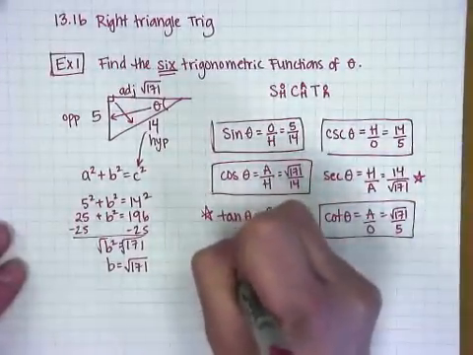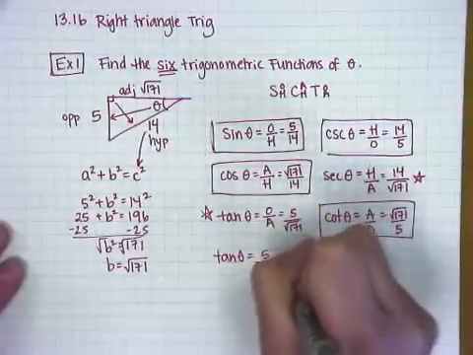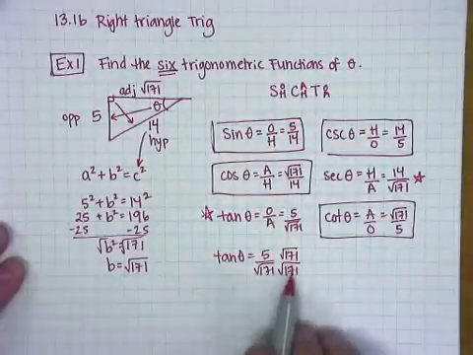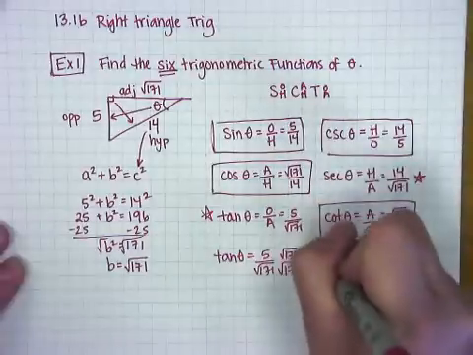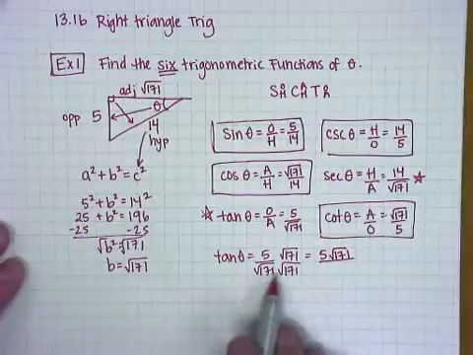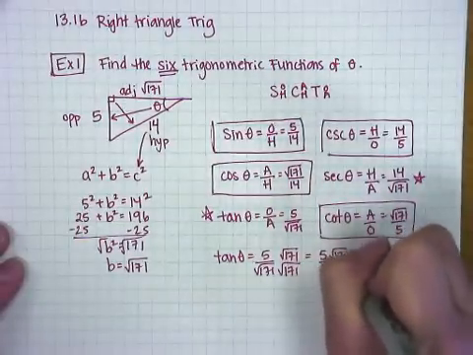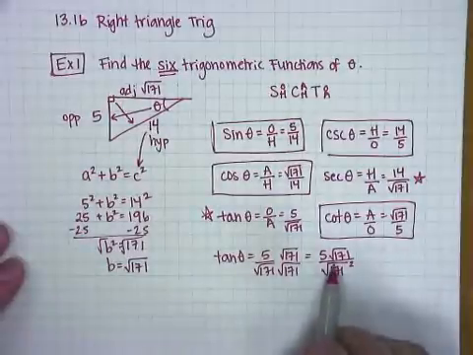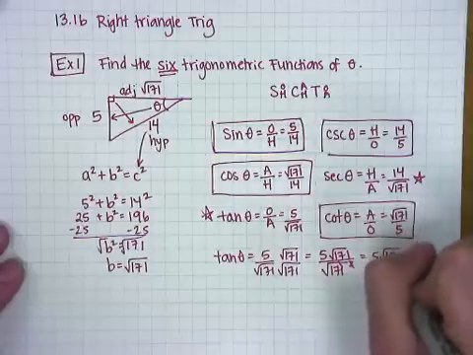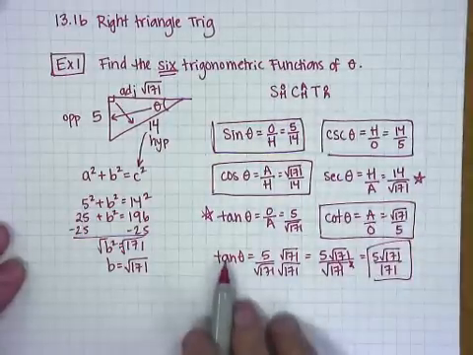So right now, I have tangent of theta equals 5 over root 171. And what I need to do is multiply the numerator and the denominator, top and bottom, by root 171. When I do that, the top becomes 5 root 171. And on the bottom, I have something times itself is something squared, so I get root 171 squared. And that's nice because when you square a square root, they cancel out and just leave you with 5 root 171 over 171. And that's your answer for tangent.